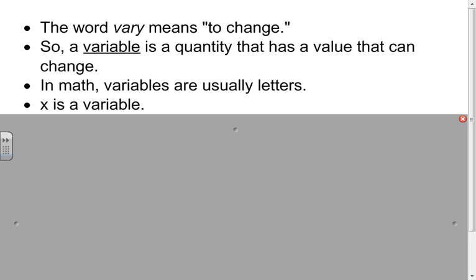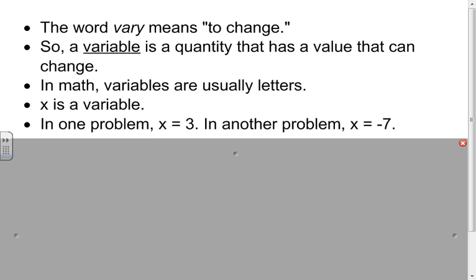X can have a different value if you put it in a different problem. For example, in one problem, x might equal 3. In another problem, x might equal -7. The value of x can change. It can stand for different numbers, so we call that a variable.